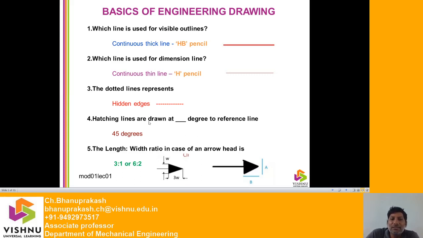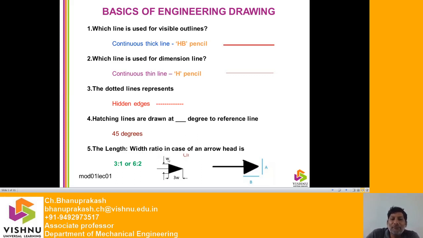Next, hatching lines are drawn at how many degrees to the reference line? What is the angle of hatching lines? When sectioning happens, we can show the material with hatching. So the angle will be 45 degrees.